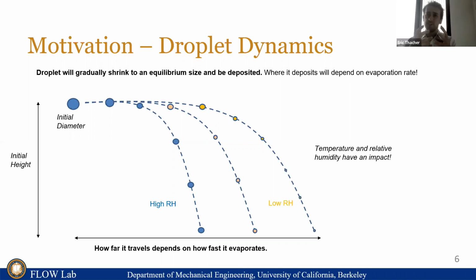So, even if you have the same droplet expelled with the same initial diameter, the same initial height, if it's in a dry environment, it might shrink to its equilibrium size and then fly quite far, depending on the background flow in the environment. Or it might, in a high humidity environment, stay quite large and might actually hit the surface before it's shrunk to its equilibrium size. So basically how far the droplet travels depends on how fast it evaporates, and how fast it evaporates depends on the humidity in the room. So you can already see that the environment is definitely going to have a big impact.